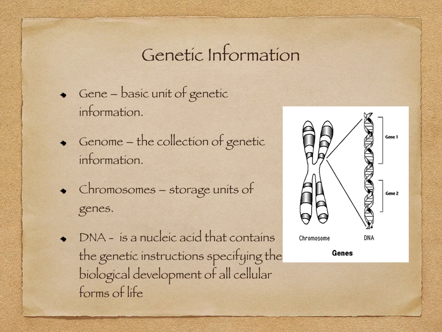Chromosomes are the individual storage unit of the genes. So, these X-shaped packets of tightly wound DNA are chromosomes, and different species have different numbers of chromosomes. So, we as humans have 23 pairs of chromosomes when we've developed correctly. Other species have different numbers.